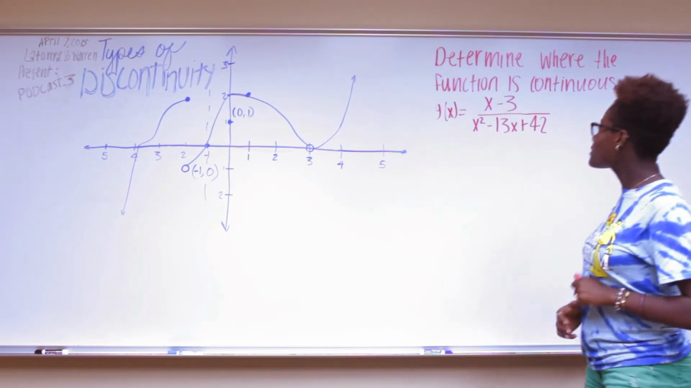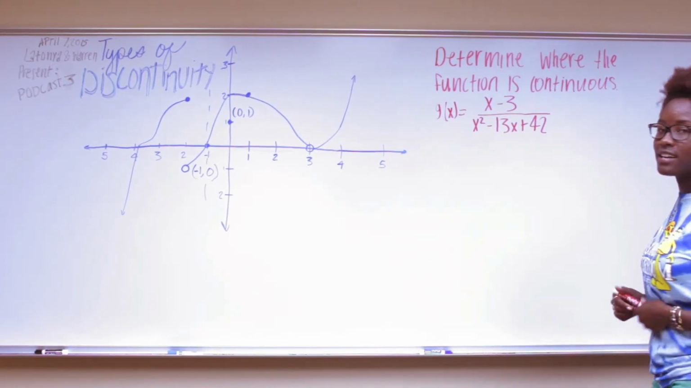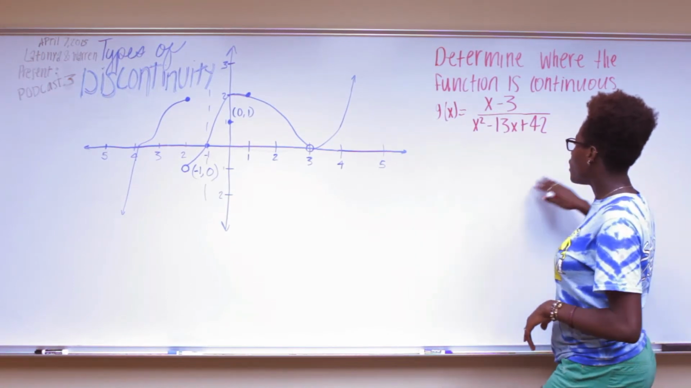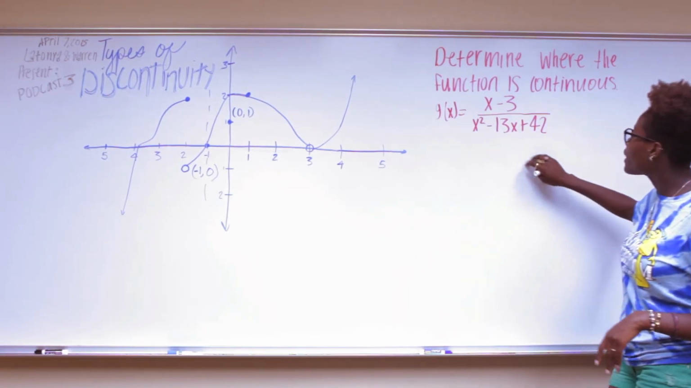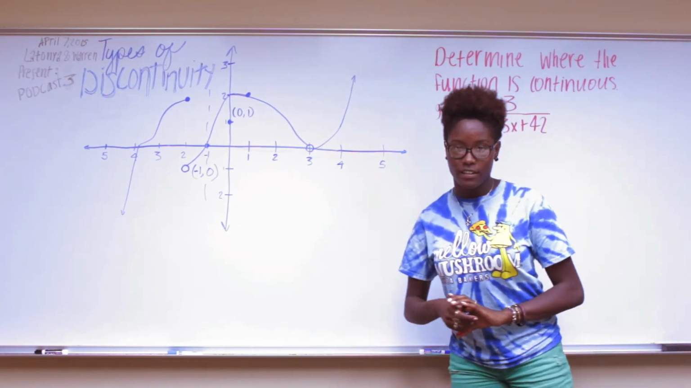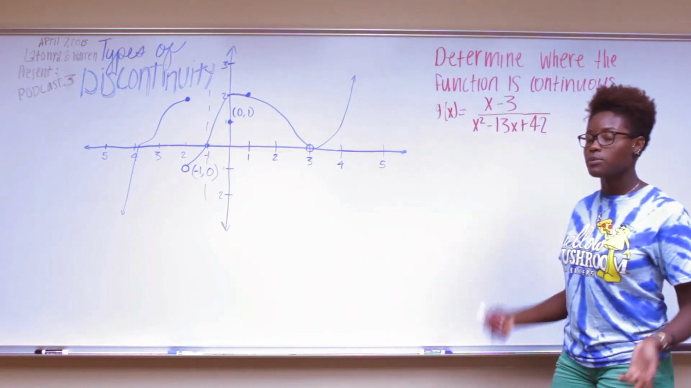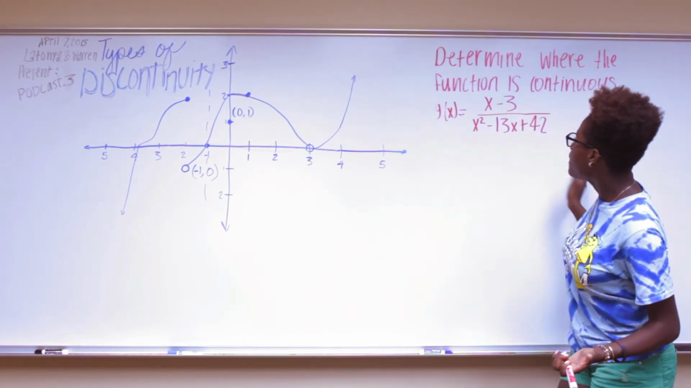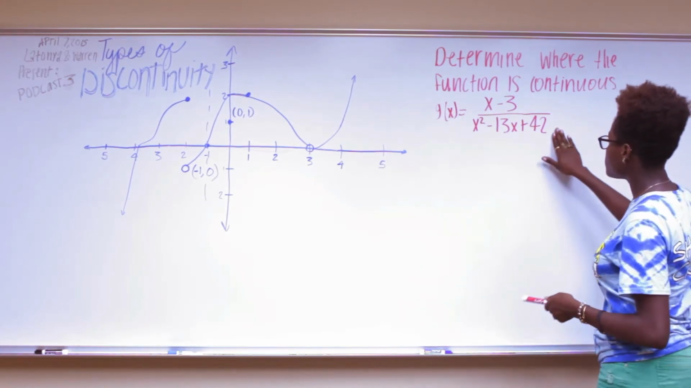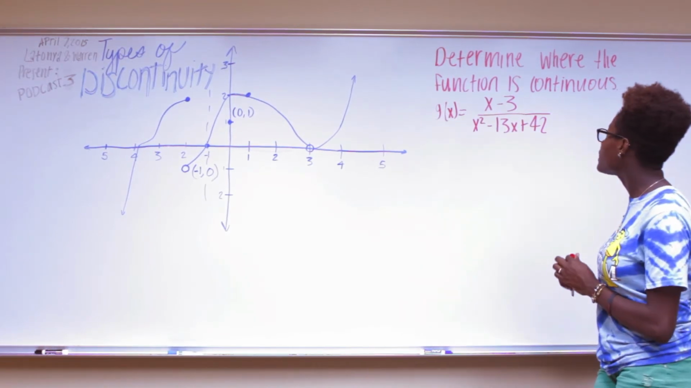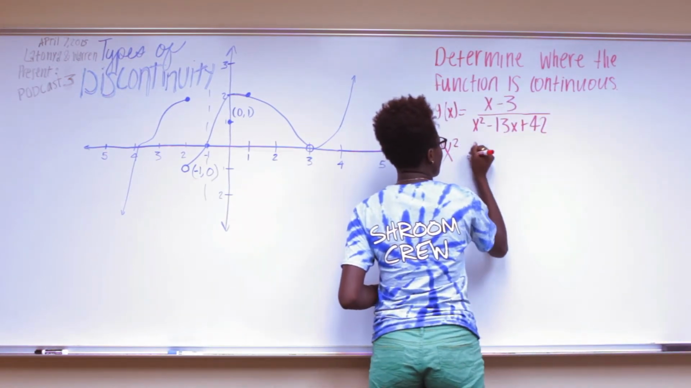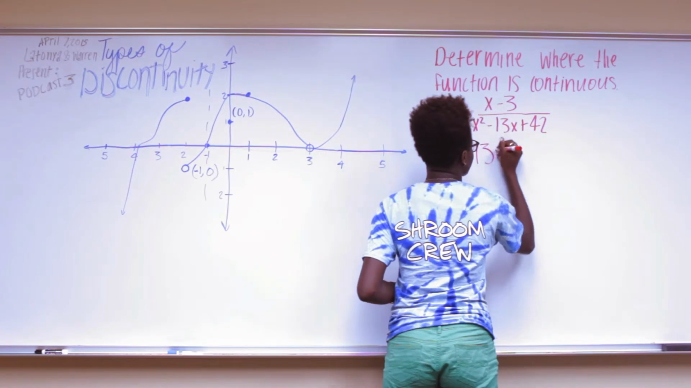Okay. This question says, determine where the function is continuous for the function g of x, which is x minus 3 all over x squared minus 13x plus 42. As we discussed in a previous problem, the function is continuous within the domain. And for this problem, the only thing that would make this function undefined is if the denominator was equal to 0. So that's exactly how we're going to figure out where the function is continuous. So we take the denominator and set it equal to 0.